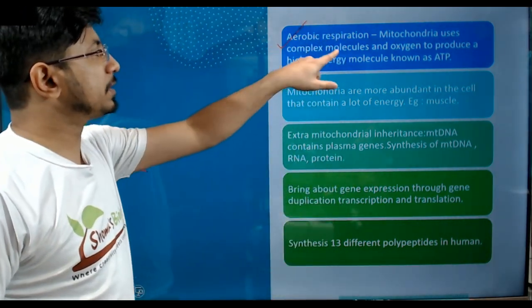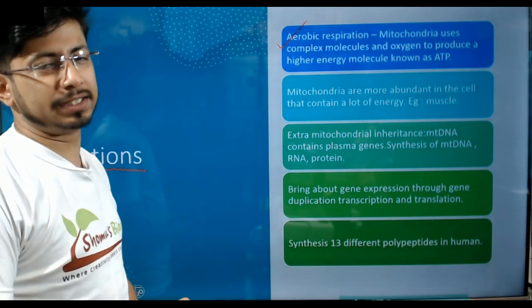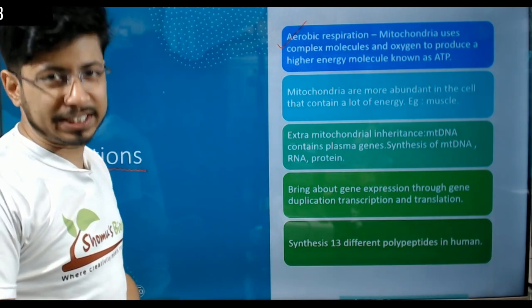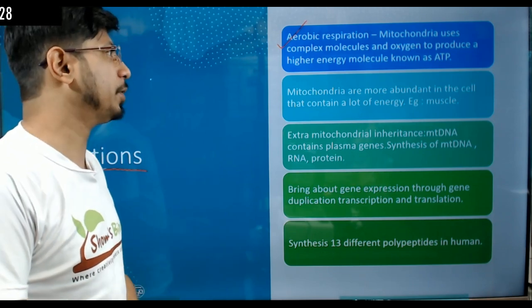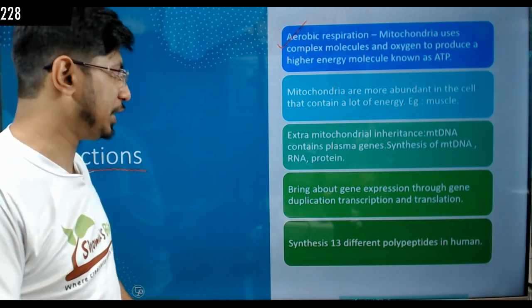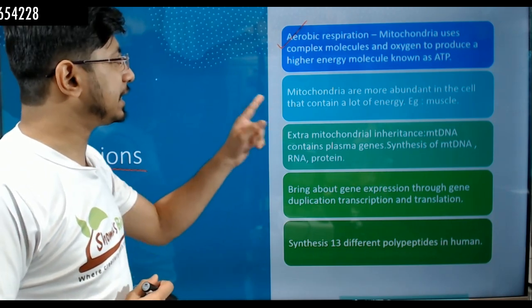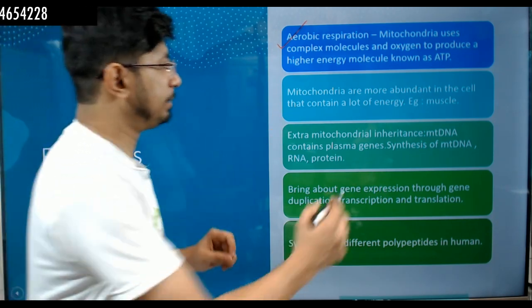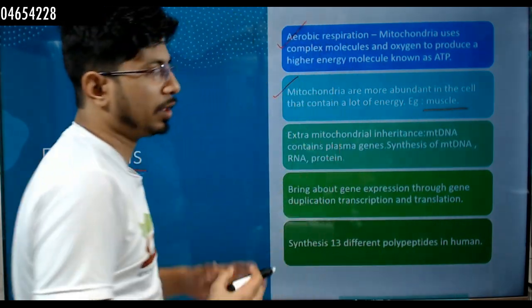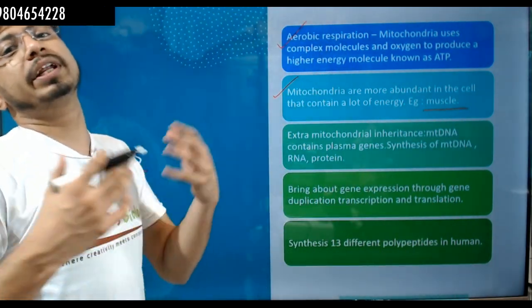It uses complex molecules and oxygen to produce higher energy components, and obviously ATP, which is the energy currency for the cell. It produces that via the oxidative phosphorylation electron transport chain. Mitochondria are more abundant in cells that require a lot of energy. For example, muscle cells are filled with mitochondria, because the more mitochondria a cell has, the more energy it can produce.